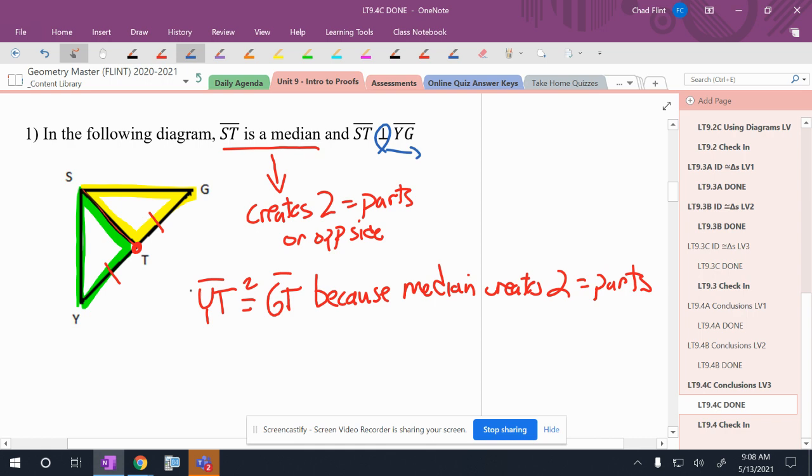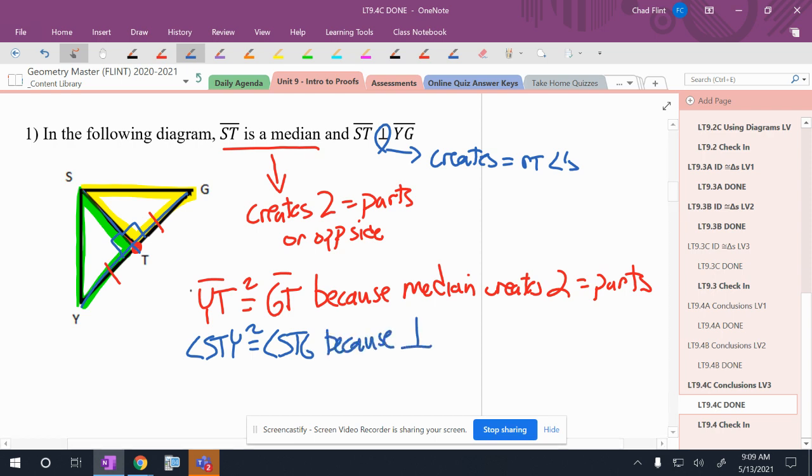I've got this symbol, which is perpendicular, which creates equal right angles. Remember, we want to look for at least a pair of right angles that are going to be equal, so that when I do this, I'm getting pieces that are the same as each other. ST is this side, YG is that side, so my right angles are going to live right there. I'm not going to say they're right angles, I'm going to say they're equal to each other. So angle STY is congruent to angle STG, because perpendicular creates equal right angles.